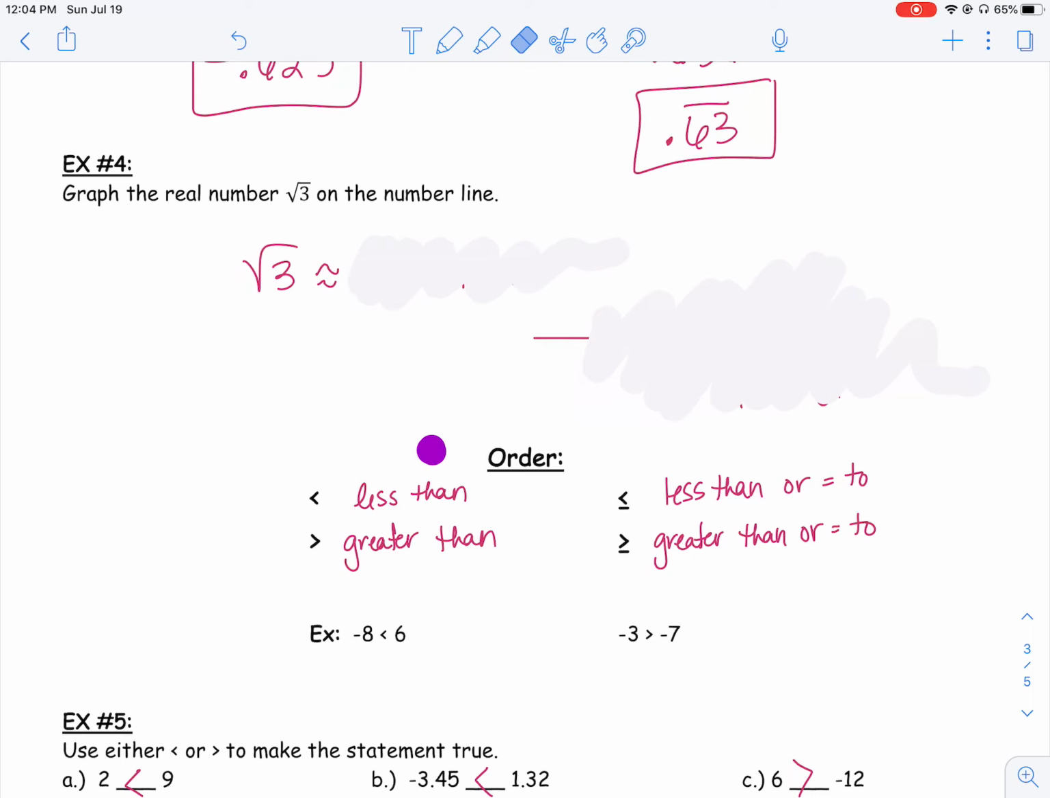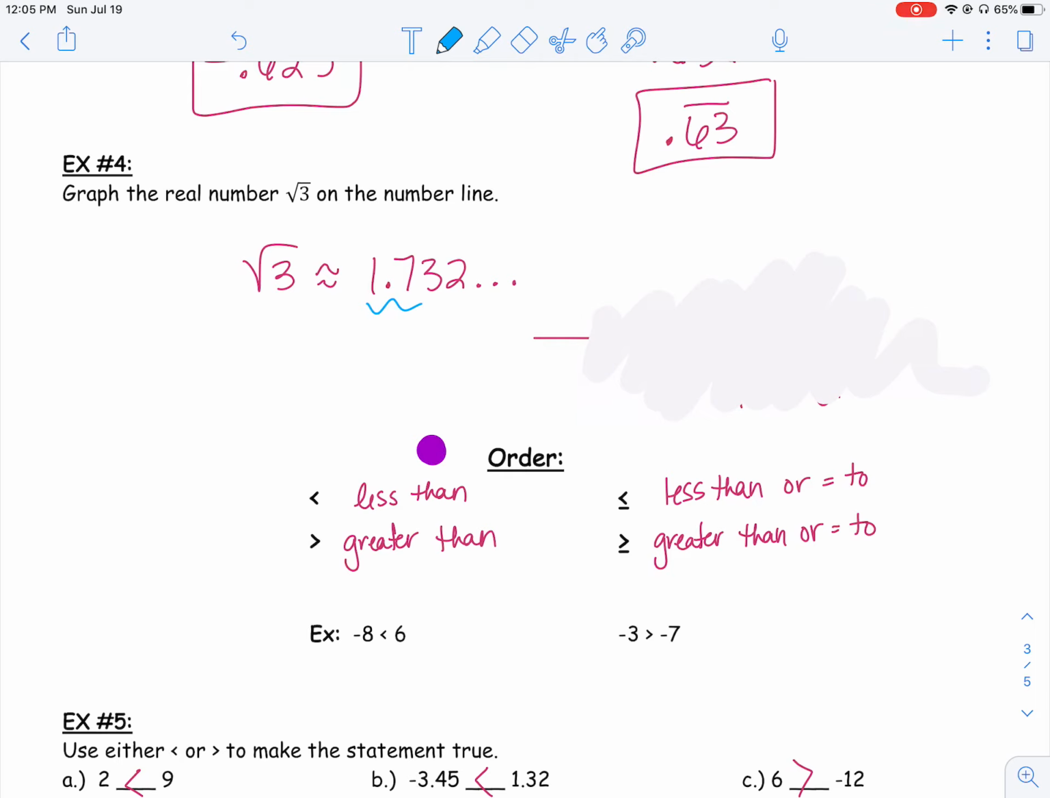All right, what happens if we have a square root, though, and we're not really sure what the square root of 3 is if we were asked to graph it on a number line? Well, we can always take this irrational number and convert it into a decimal. So in my calculator, I can do the square root of 3, and I end up getting 1.732. Remember, it's an irrational number, so that decimal is going to keep going and going and going. But I can use this decimal to approximate where it is on the number line.